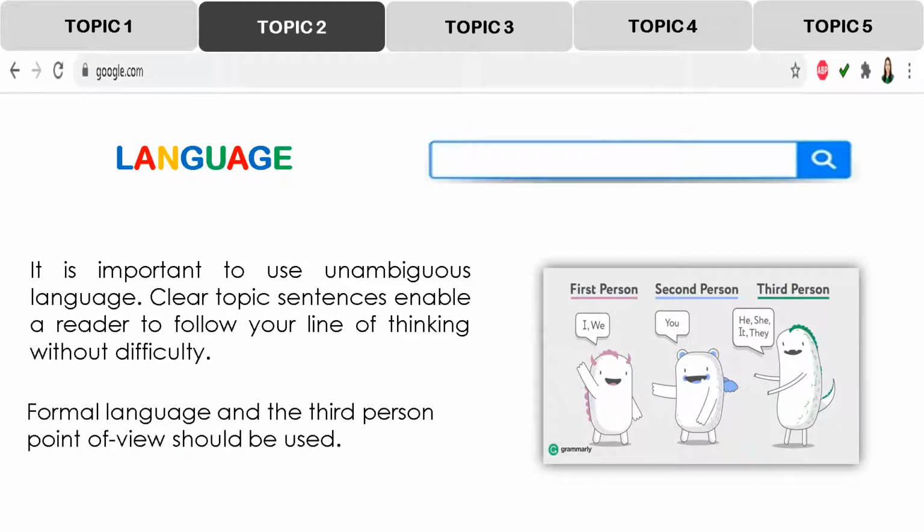It can be demonstrated through the writer's choice of words. That leads us to the third one, the language. It is important to use unambiguous language. Clear topic sentences enable a reader to follow your line of thinking without difficulty. As a writer, it is your responsibility to make everything clear for your audience. Provide them examples, if needed, to help them better understand your topic at hand. Formal language and the third-person point of view should be used. Carefully choose the words that are appropriate to your audience. Also, avoid words that pertain to you as a writer. That is why third-person point of view is suggested to be used.